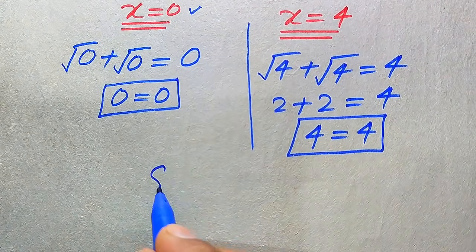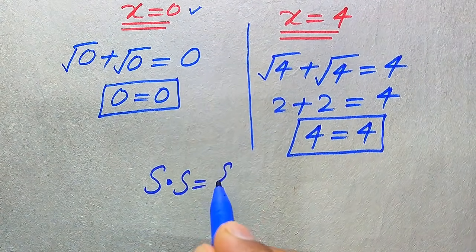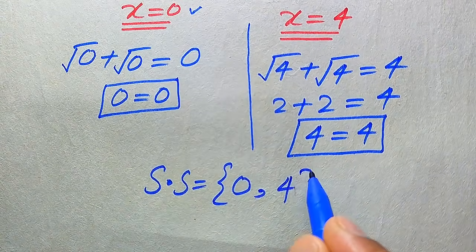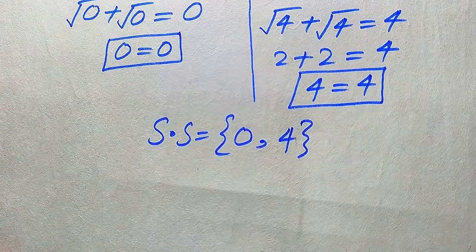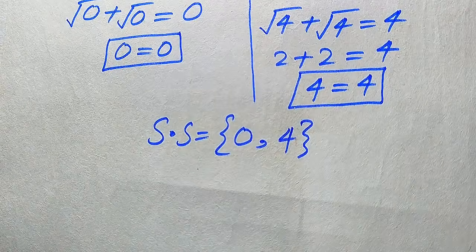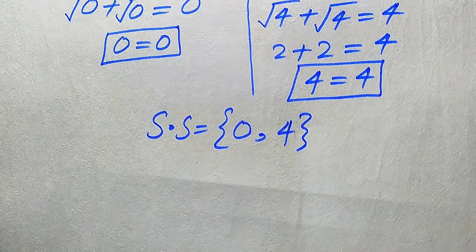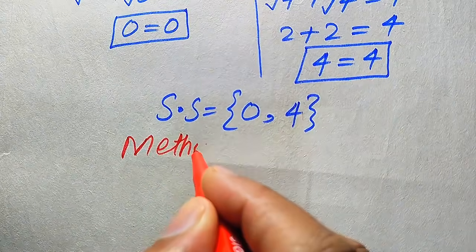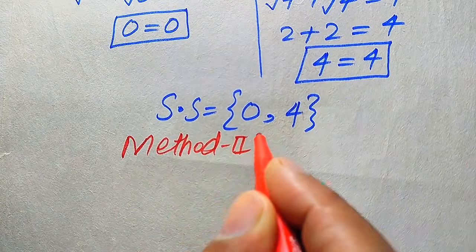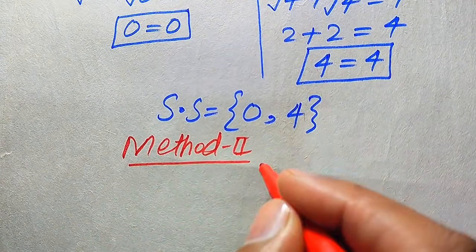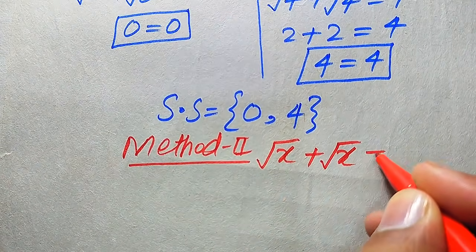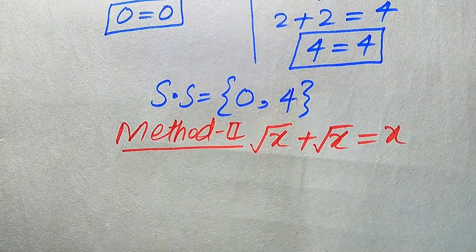given question statement. So finally, the solution set of this problem is 0 and 4. This is the solution set which we get from the first method, and now we again solve this problem with the second method. In the second method, we copy down the given question statement, which is square root of x plus square root of x is equal to x.